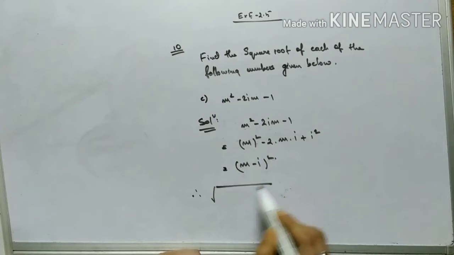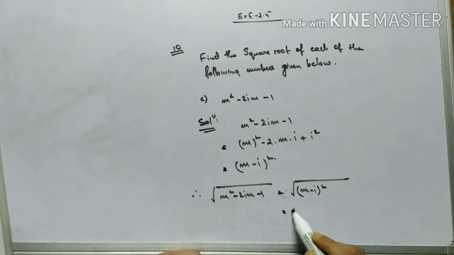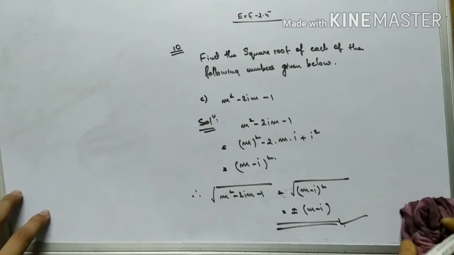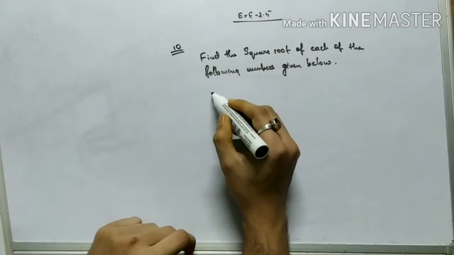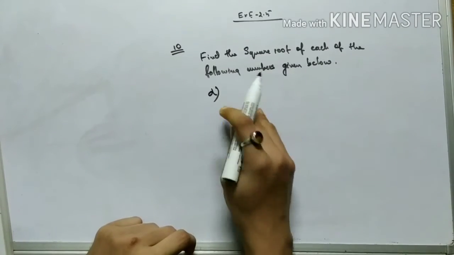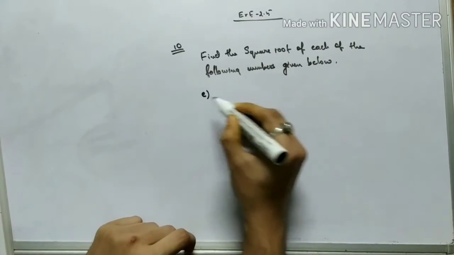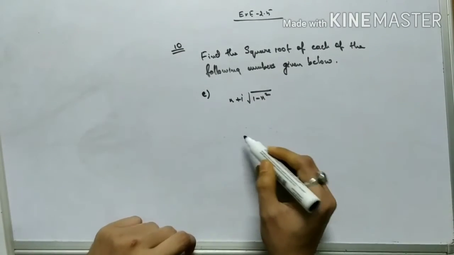So therefore the square root of m square minus twice i m minus 1 is equal to the square root of m minus i the whole square, which gives me plus minus m minus i. This is my answer. Okay. Next again it is number D, you try to do by yourself. If any problem there, then you can tell me. I'm going to number E, x plus i root over 1 minus x square.